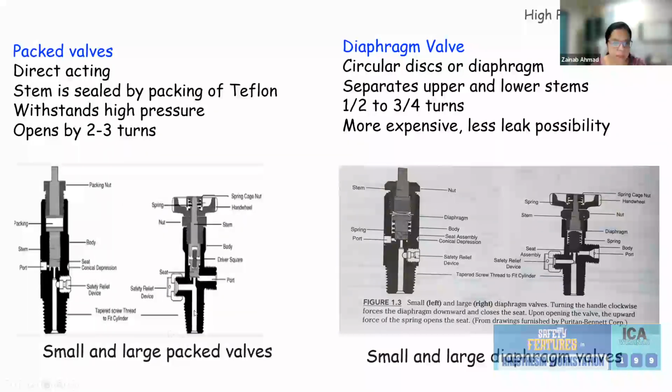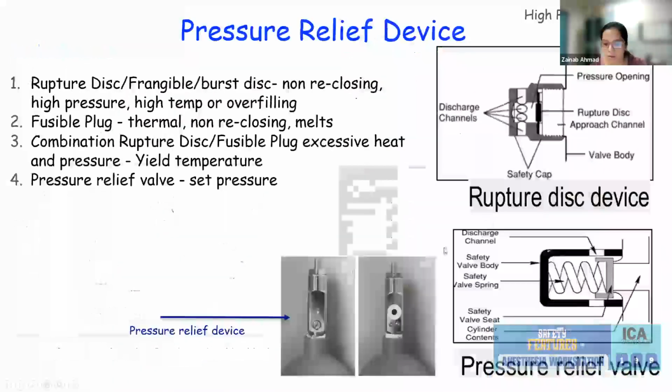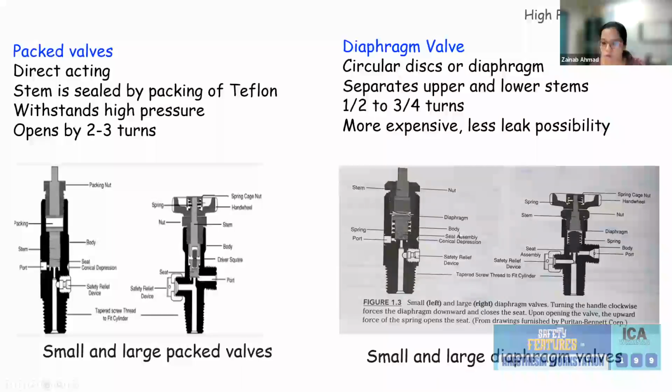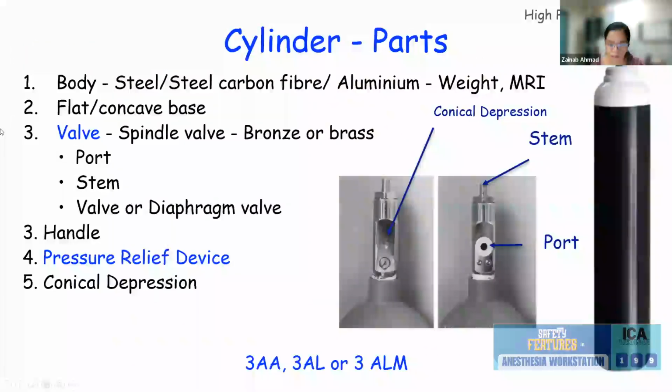Okay. So as you can see, these are based on the same principle. You can see this diagram, which is also from Dodge. It shows a packing nut and the body of a valve. When you screw this valve, the packing nut turns and it ensures a gas tight seal. Similarly, the diaphragm valve also works on a similar principle. Turning the handle clockwise forces the diaphragm downwards and closes the seat. On the other hand, once you open the valve, the upward force of the spring opens the seat.